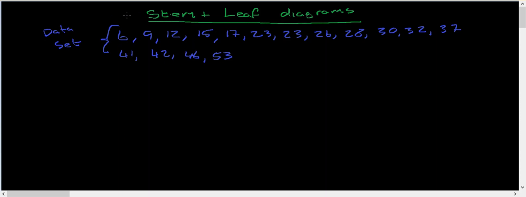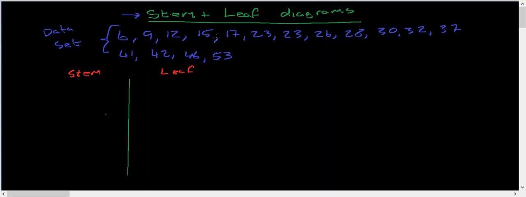What we can do is use this thing called a stem and leaf diagram. So let's have a look at how we would go about using that. What we can do is draw this line, and the idea behind the line is that it separates the stem from the leaf. On the left hand side you have the stem, so everything that goes in here is referred to as the stem. And everything that goes on the right hand side is what's called the leaf.